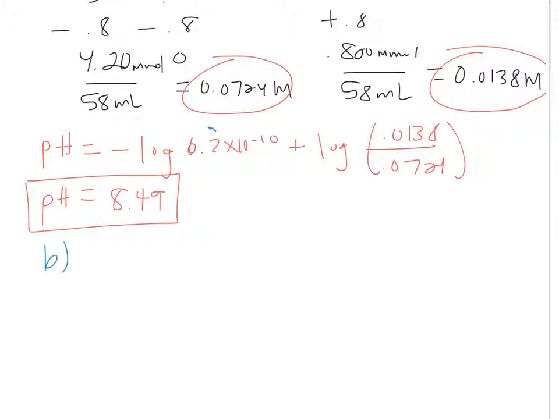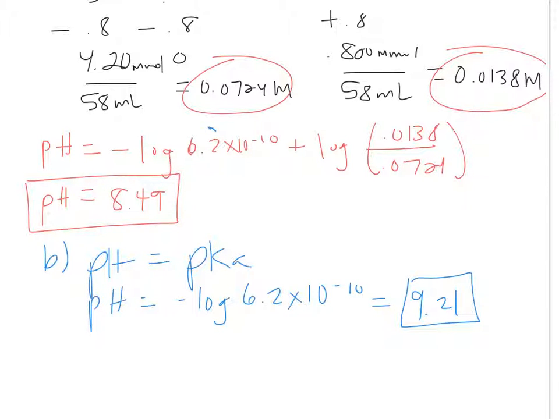For letter B, we are going to calculate the pH at the halfway point of the titration. That's halfway to the equivalence point. And we learned that the pH is equal to the pKa at that point. The pH here is 9.21.